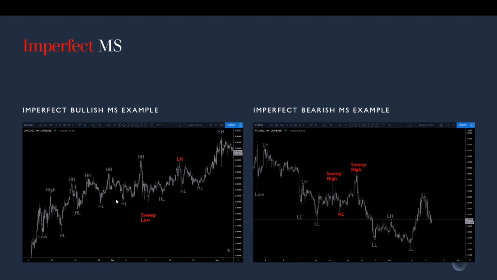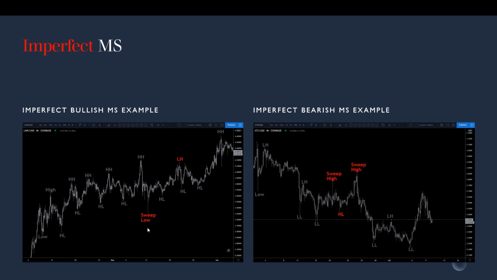Sweep low. So basically, price did not end up closing below these previous higher lows. What it did was a giant sell order came through and it swept below all those previous higher lows, yet market structure stayed intact. Price got bought right back up above those lows.